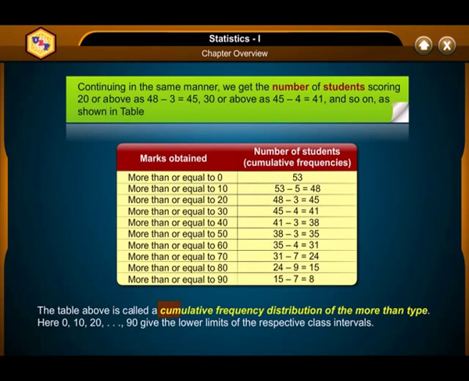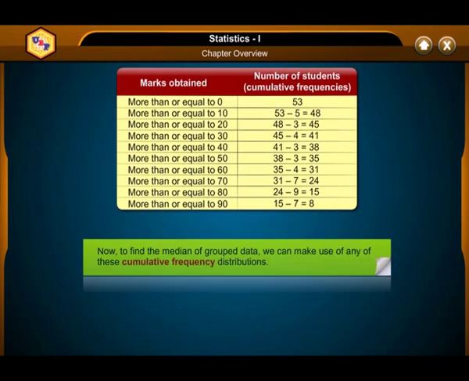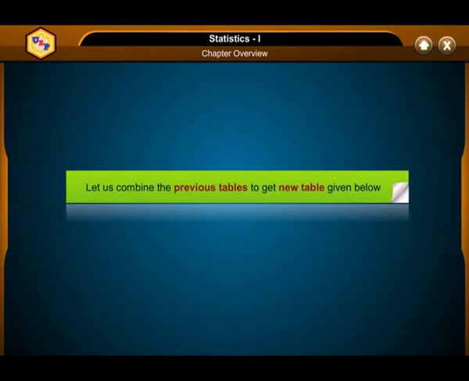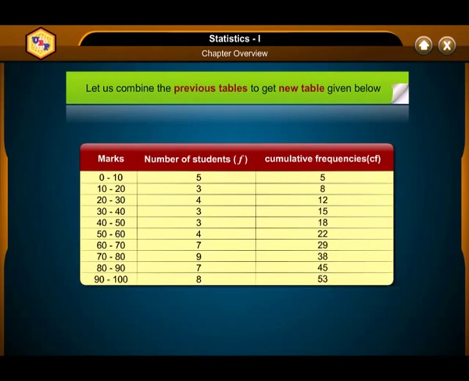The table above is called a cumulative frequency distribution of the more than type. Here, 0, 10, 20 up to 90 give the lower limits of the respective class intervals. Now to find the median of grouped data, we can make use of any of these cumulative frequency distributions. Let us combine the previous tables to get the new table given below. Marks, number of students F, cumulative frequency CF.